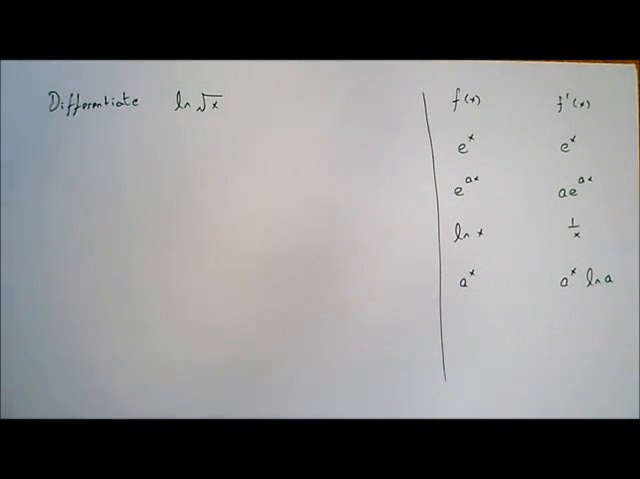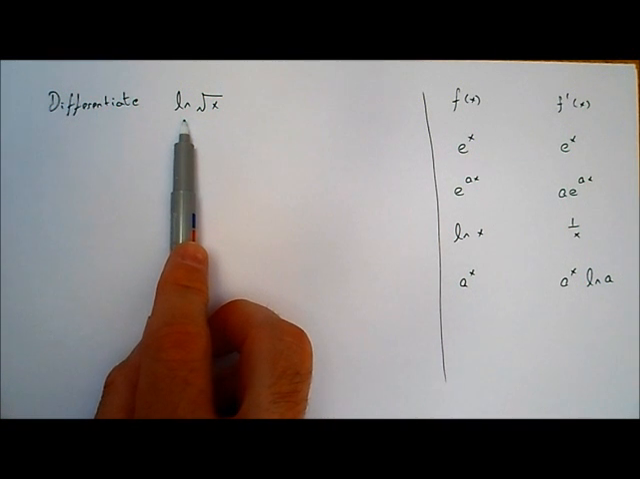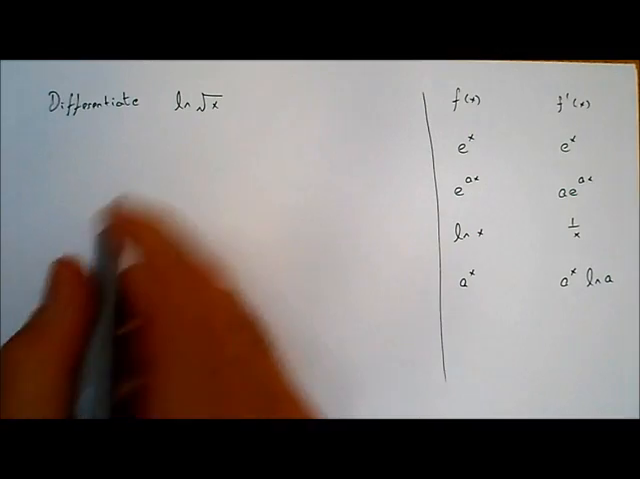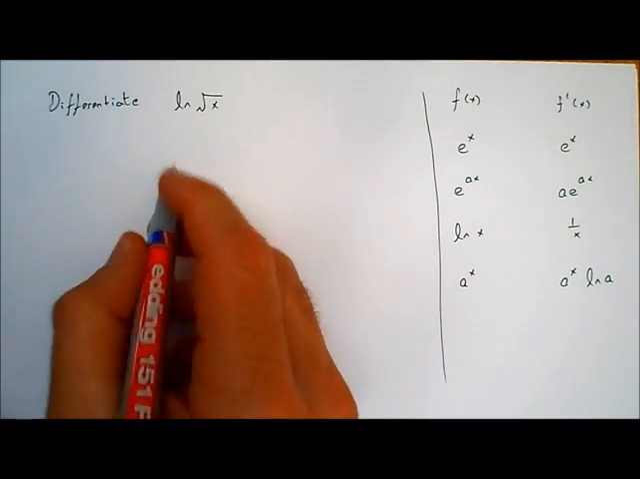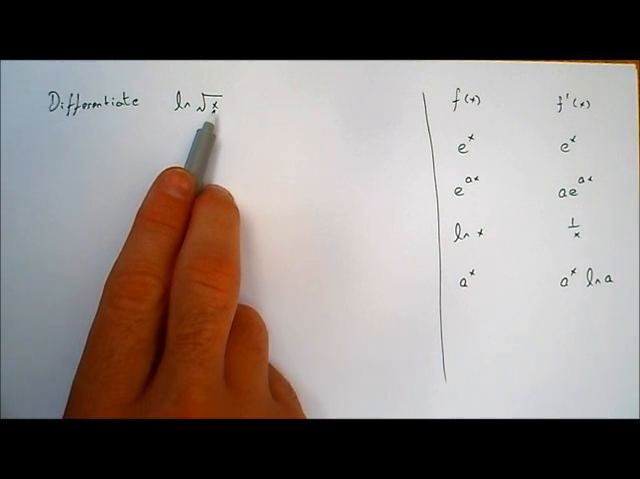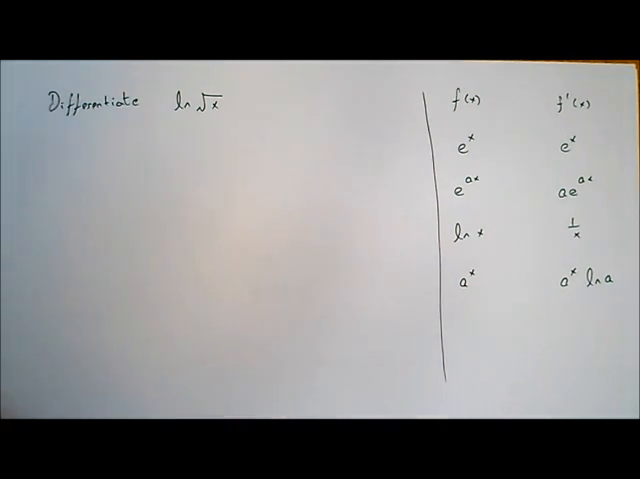Right, let's have a look at one more example of differentiating the natural log function. So we have to differentiate the natural log of the square root of x. It looks very awkward, but it's actually quite simple. We're going to use the chain rule because we've got two functions combined together. The first function is the square root of x, and the second function is the natural log function.